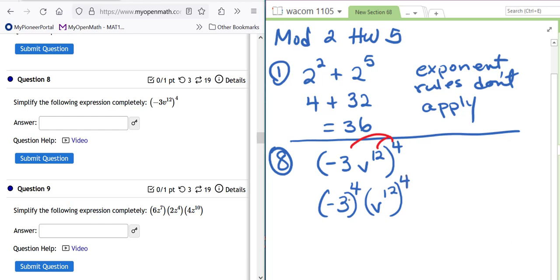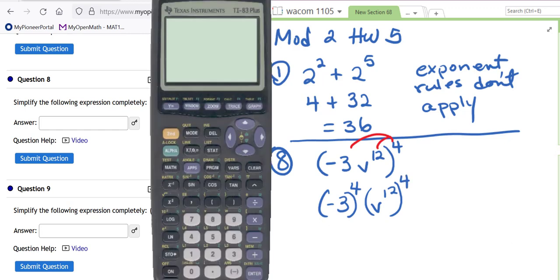So -3 to the 4th, you're going to work out on your calculator. And when you put it in your calculator, you want parentheses. The negative was inside the parentheses originally, so it needs to be here. It's going to give you positive because you're going to end up with 4 negatives. So I have to put it in parentheses for it to evaluate correctly. And it gives me a positive 81.